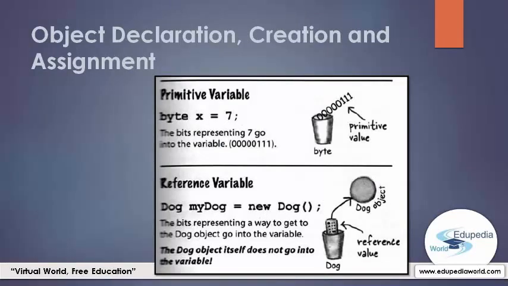Here is a good illustration to show you the difference between primitives and references. In the primitive variable section, it declares a variable x with the data type byte and initializes it with the value 7. Now the cup holds the bits representing the value 7, which is 0, 0, 0, 0, 0, 1, 1, 1. Now for the object references, it's a whole new story.